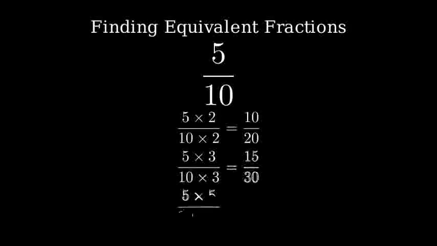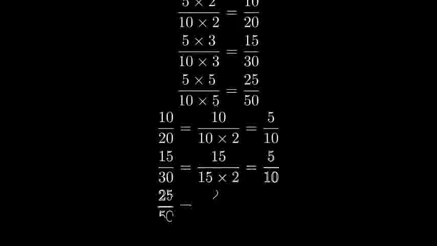So let's create some equivalent fractions for 5/10 by multiplying both the top and bottom by different whole numbers. For example, let's multiply by 2, 3, and 5. Let's explore each of these steps and verify that these fractions are indeed equivalent. We can do this by simplifying the fractions and showing that they reduce back to the original 5/10.